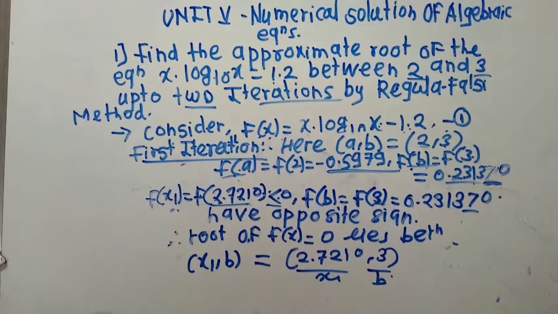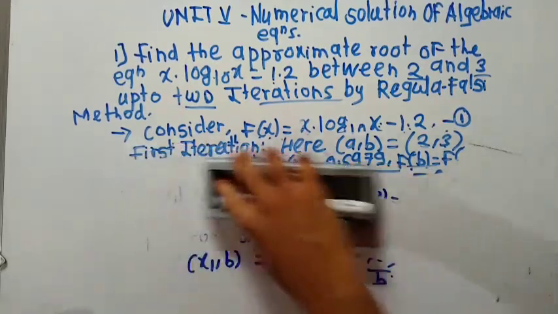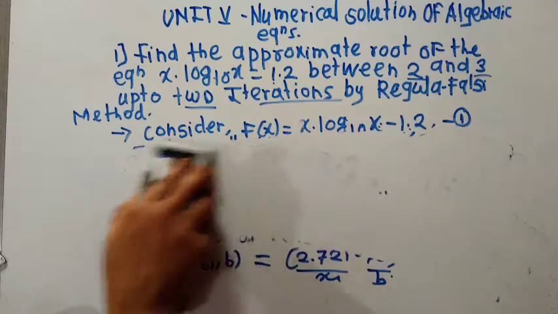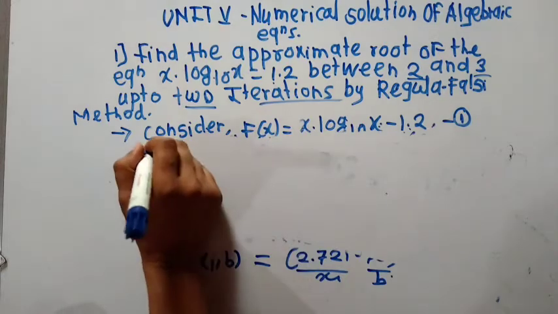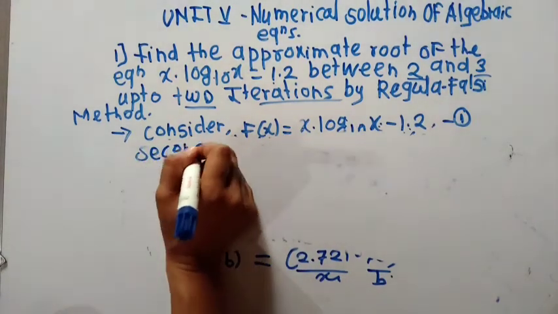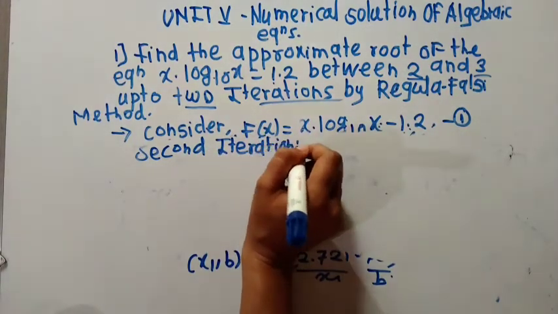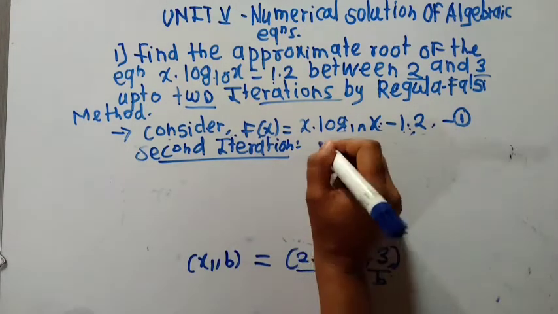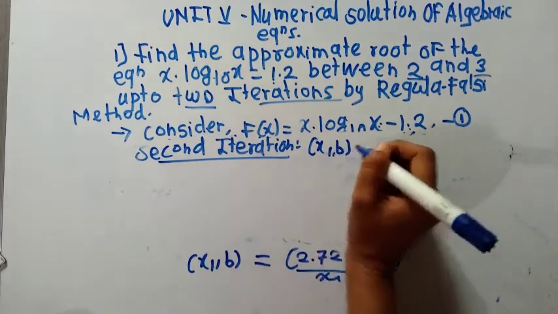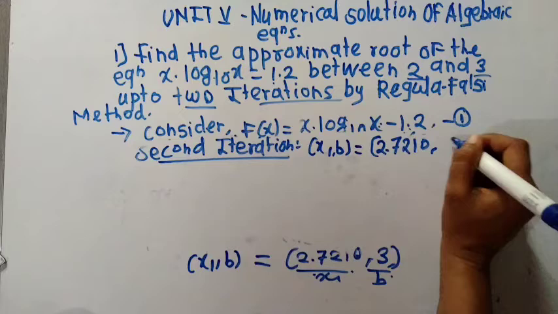So then find out the second iteration. Here we use the points x1 and b, which are equal to 2.7210 and 3.